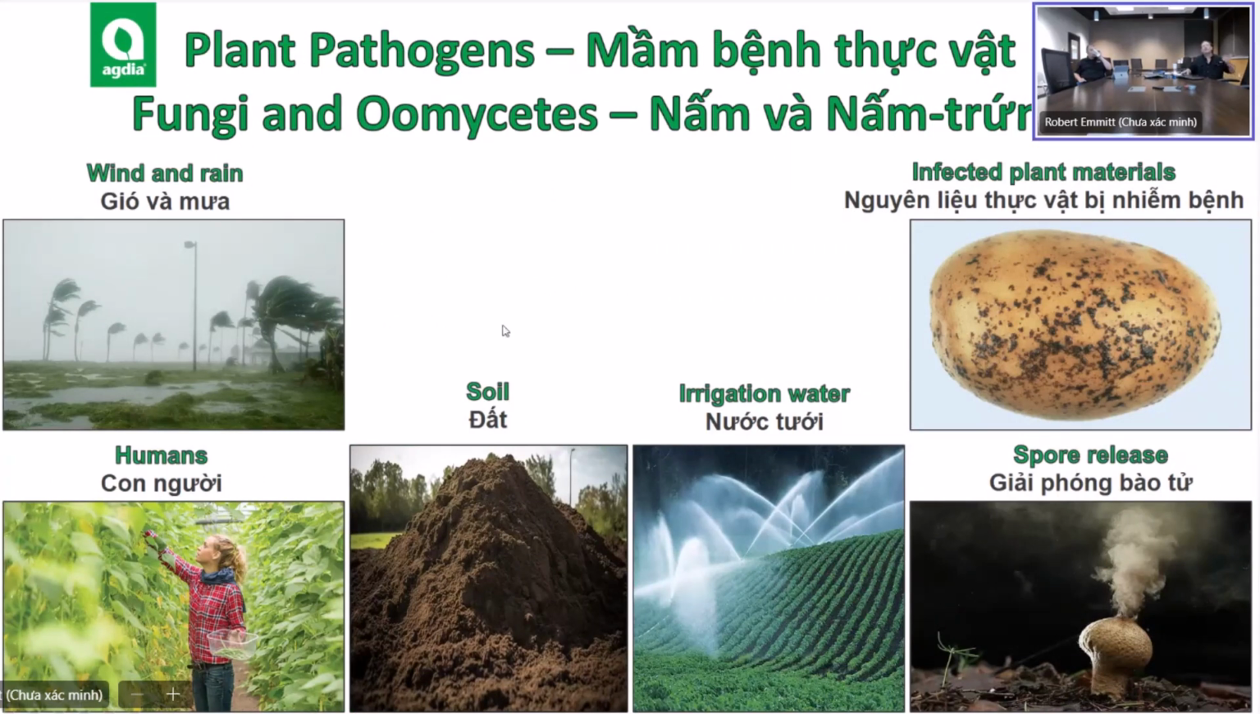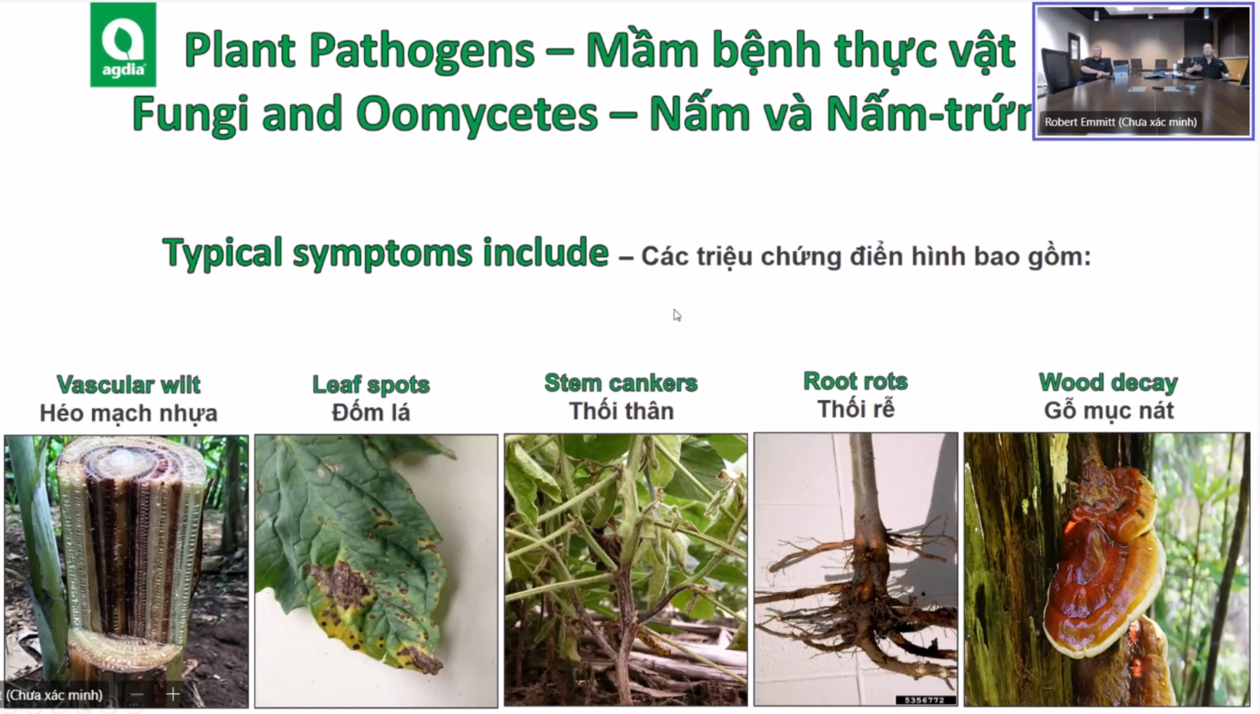So the way that these guys are spread, fungi and oomycetes, once again, wind and rain, human activity, infested soil, infested irrigation water, infected plant materials, and a lot of fungi can actually release spores on their own. It's a forced release. So they blow their spores into the air on their own. Now, typical symptoms of fungal and oomycete infections: vascular wilt, leaf spots, stem cankers, root rots, and wood decay.